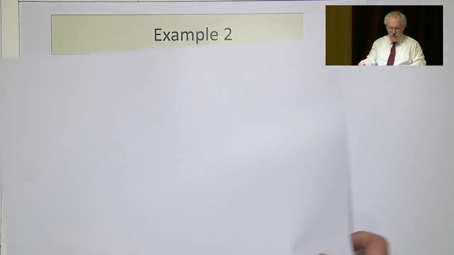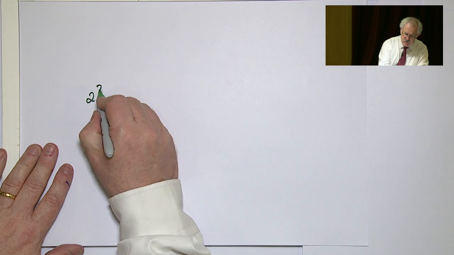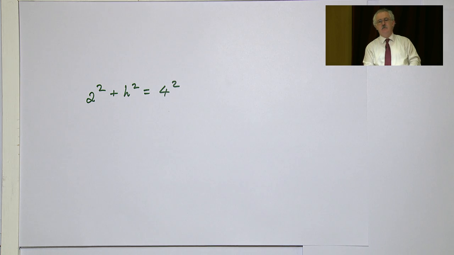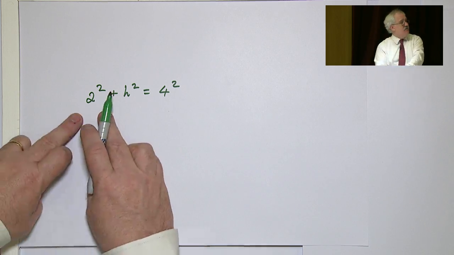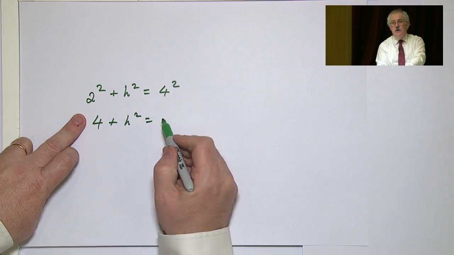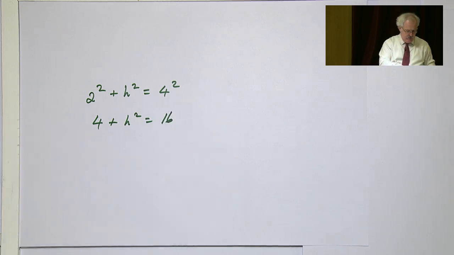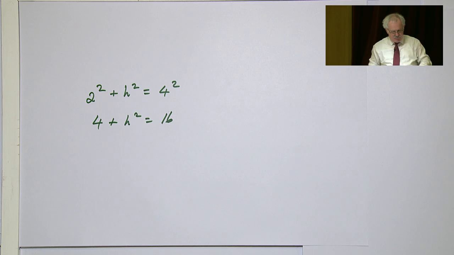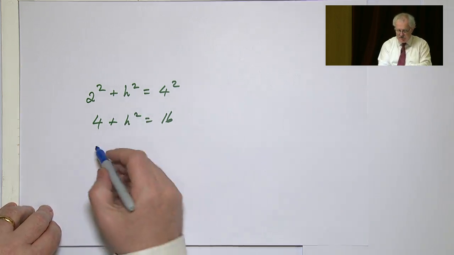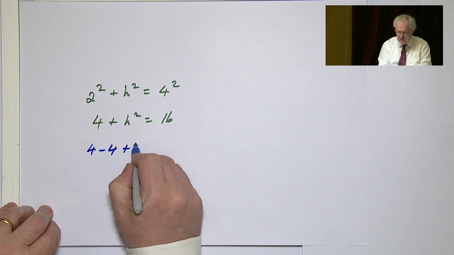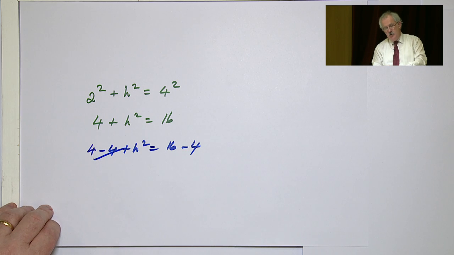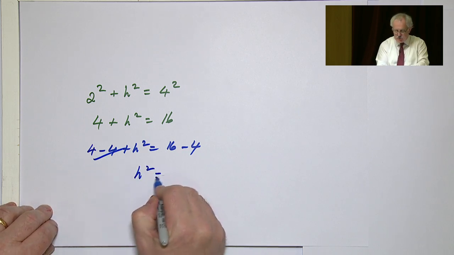We can say 2 squared plus h squared is 4 squared. What's 2 squared? 4. H squared we leave. What's 4 squared? 16. How can I get rid of this 4? Subtract, isn't it? Or take it to the other side. So 4 minus 4 plus h squared is 16 minus 4. In other words, taking the 4 to the other side, h squared is 12.